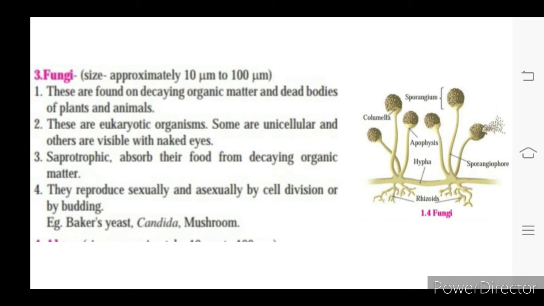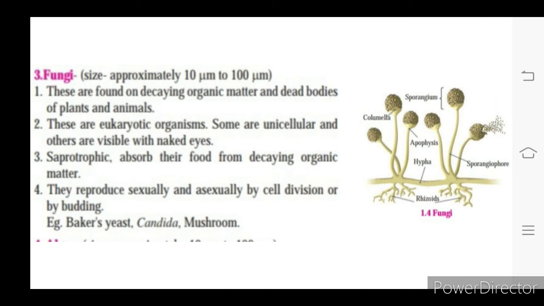This is the third type of microorganism, fungi. The size of fungi is approximately 10 micrometer to 100 micrometer. Now observe the diagram. It looks like a fungi structure. These are found on decaying organic matter and dead bodies of plants and animals. So mostly they grow on dead bodies of plants and animals or plant waste.